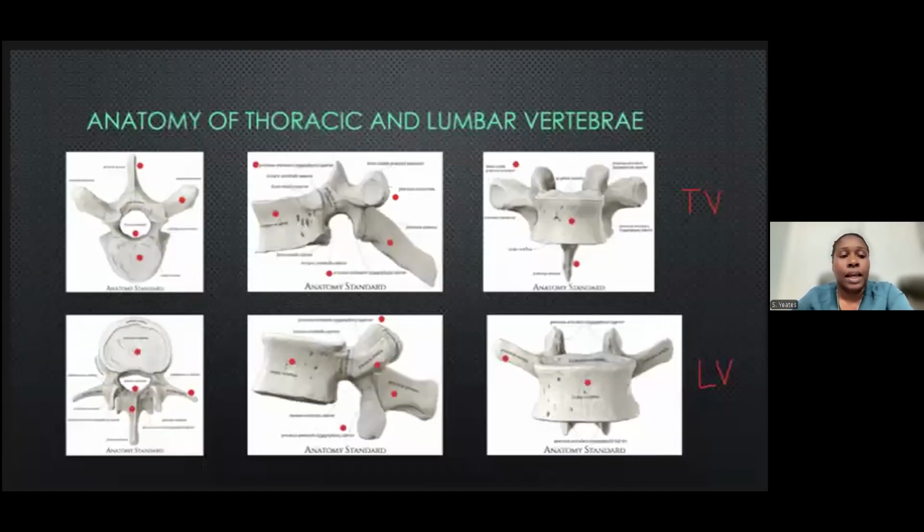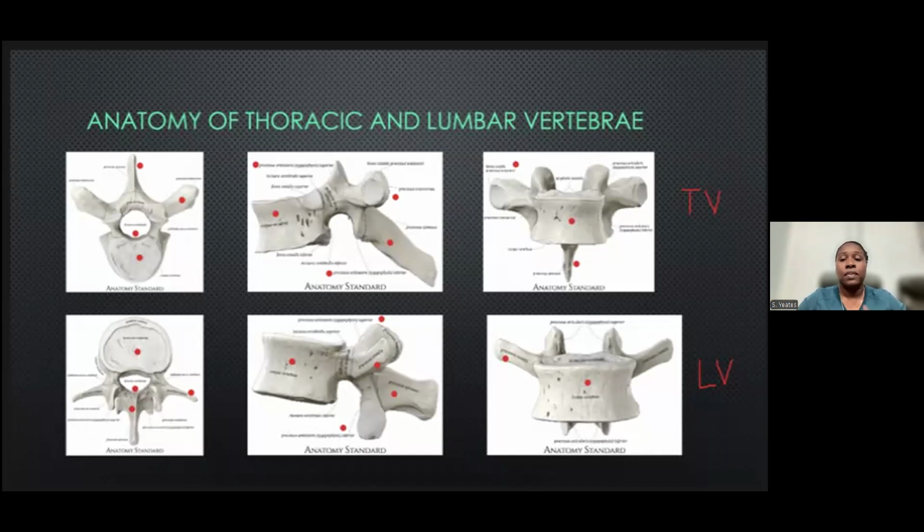So when we're looking at the anatomy of the thoracic and lumbar vertebrae, I put different sections of it. The body of the lumbar vertebrae is actually larger and kidney-shaped versus the cervical, which is heart-shaped, and bears two costal facets. In terms of the spinous process, the thoracic is longer and sharp and projects inferiorly, whilst the lumbar spinous process is short, blunt, and projects directly posteriorly.